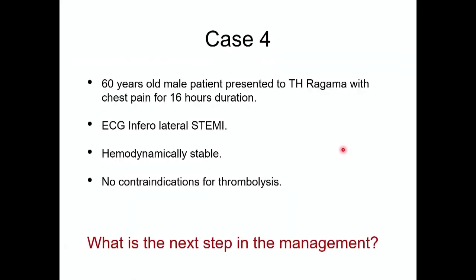I have a fourth case. A 60-year-old male presented to Raghav Hospital with chest pain for 16 hours. ECG shows infralateral MI, the patient is hemodynamically stable, and there is no indication for thrombolysis. What is the next step in the management?